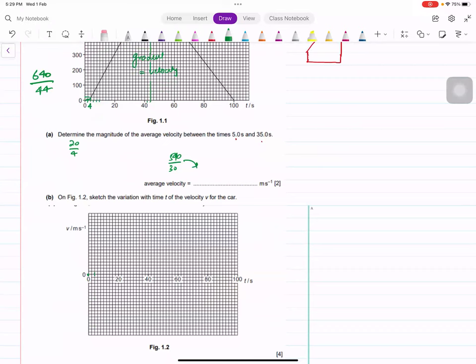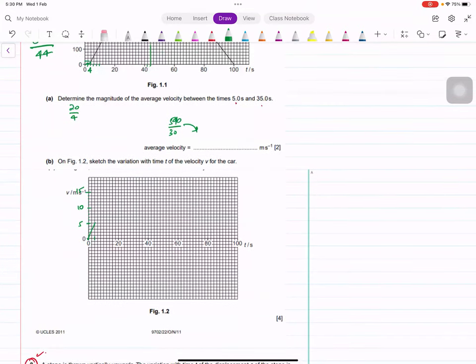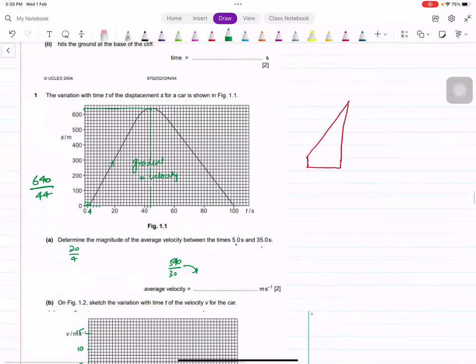Fourteen. So basically, what you can do is make graphs like this: 1, 2, 3, 4, 5, 15, like that. Now we can actually draw the graph. So till this, it goes like 5, like that. And then it basically stays constant. Then it becomes constant velocity till let's say this point.